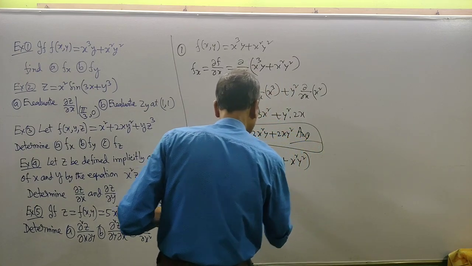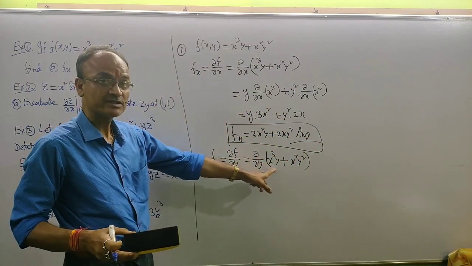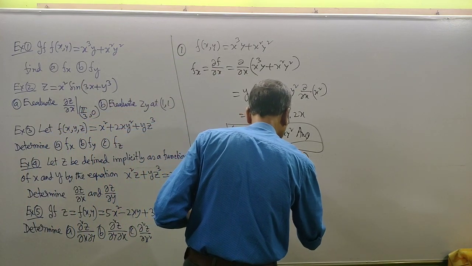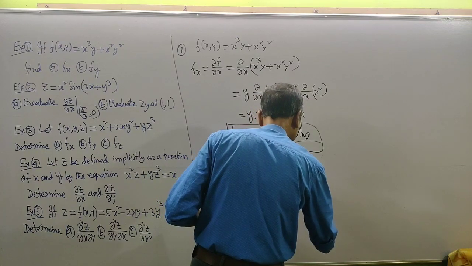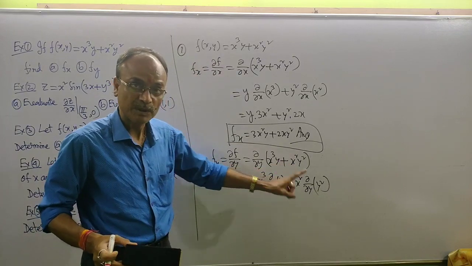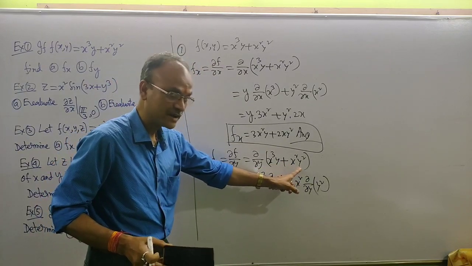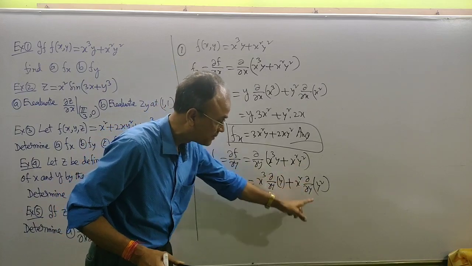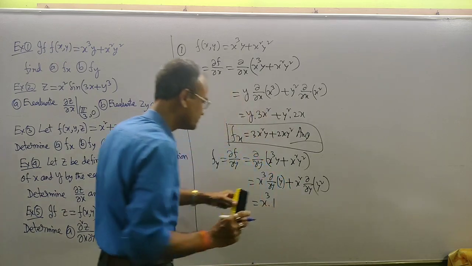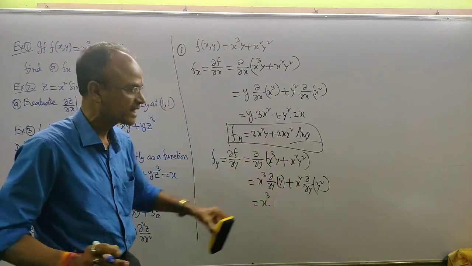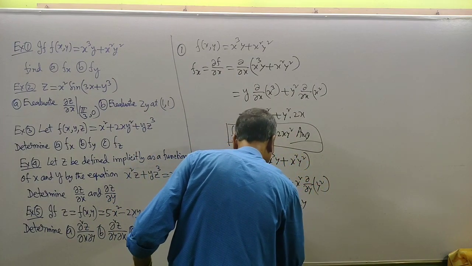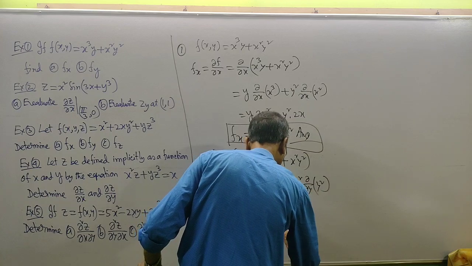This is equal to, now treat x as constant, x cube del y of y, plus treat x square as constant. The differential coefficient of the product of a constant and a function is equal to the product of the constant and the differentiation of the function. This is equal to x cube into 1, differentiating y with respect to y, it is 1, plus x square into twice y. Or you can write x cube plus twice x square y.